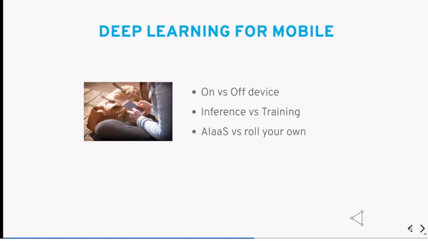So now, going into deep learning for mobile, there's a number of things that we have to consider. Do we do it on the device or off the device, so in the cloud? This goes for inference and training. What is inference? Inference is basically just production. In training, we show it images, then we get feedback and we improve. In inference, we show it an image and it says, okay, I think this is a cat, 60%, 80%, 90%. That's inference. It's production. Okay? And then basically, is it AI as a service or do you roll your own? These are the choices that we have to make.